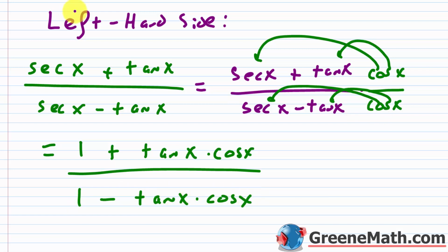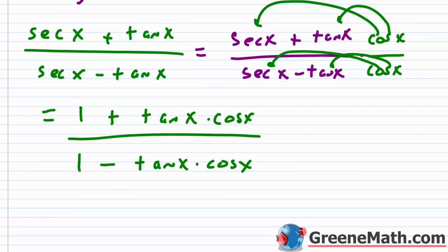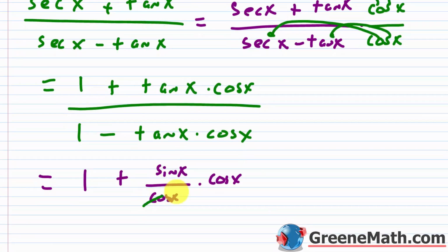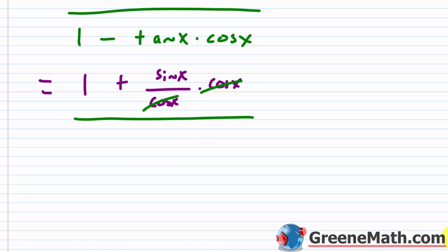Okay, so from here, I'm going to, again, keep simplifying. Let's put 1 plus, I'm going to do sine of x over cosine of x times the cosine of x. Again, this is going to cancel. So this cancels with this. Let me get some more room here. I think I'm going to run out. So we have 1 minus, again, I'm going to write this as the sine of x over the cosine of x times the cosine of x, okay? So this is going to cancel, and I have the sine of x there, okay?